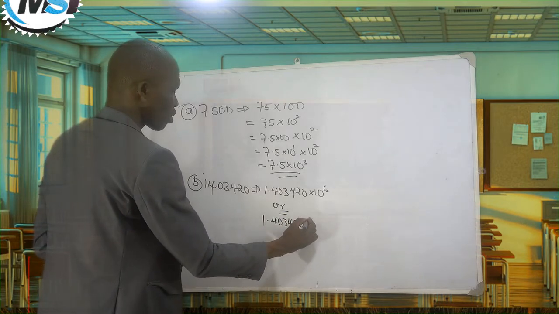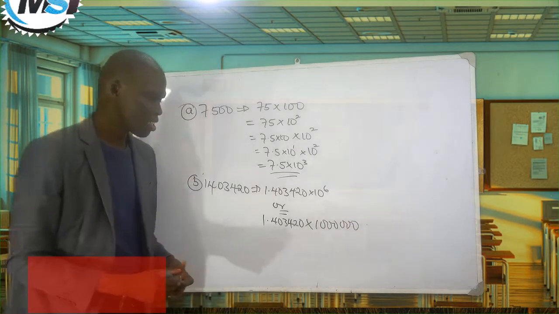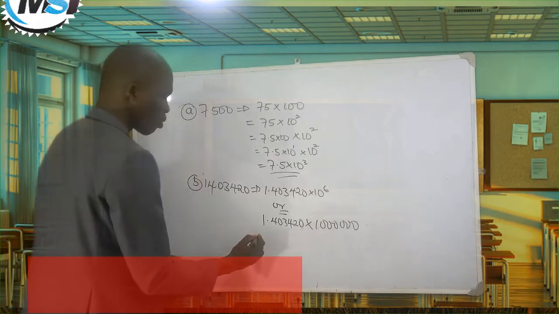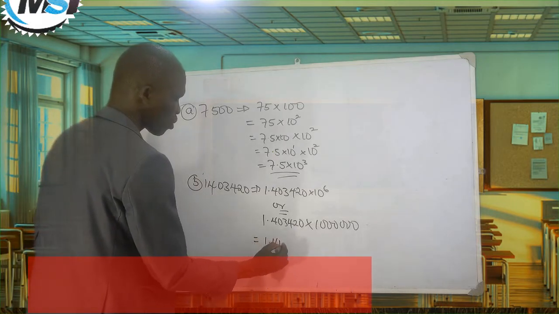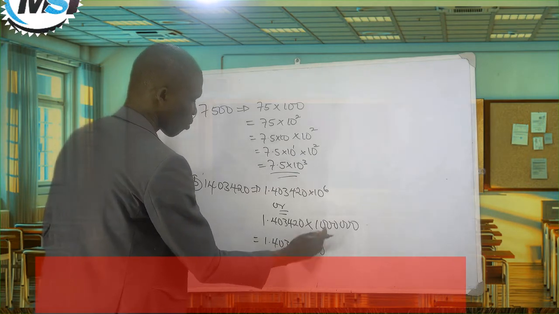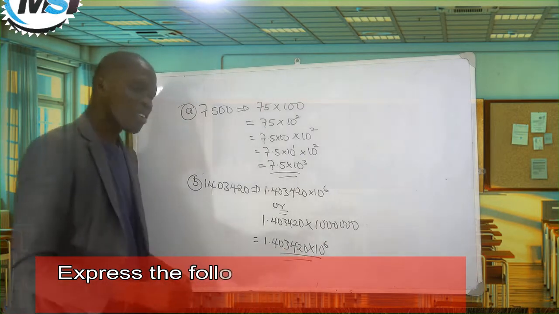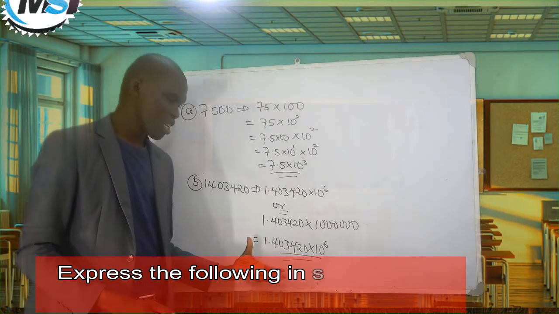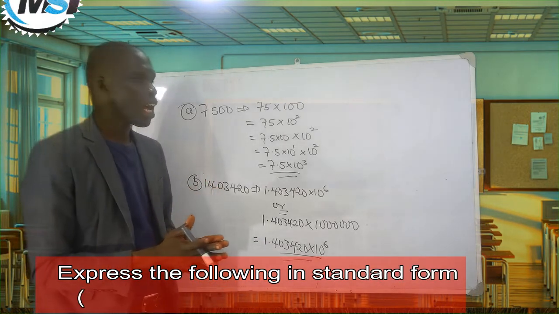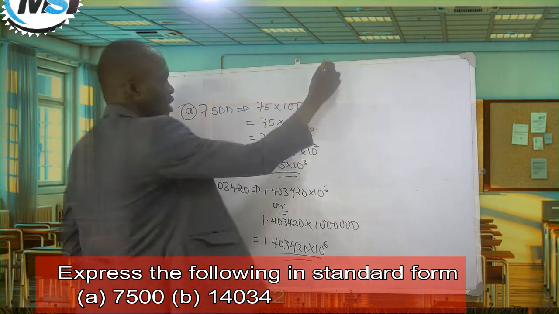1,403,420 multiplied by 1,000,000. So this will still give me 1,403,420 times 10^6. So now I've created two steps. You can see now we think in a different way, but we still get to the right answer. Now let me go to the next question.